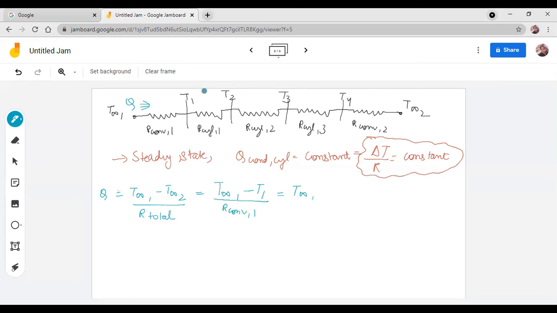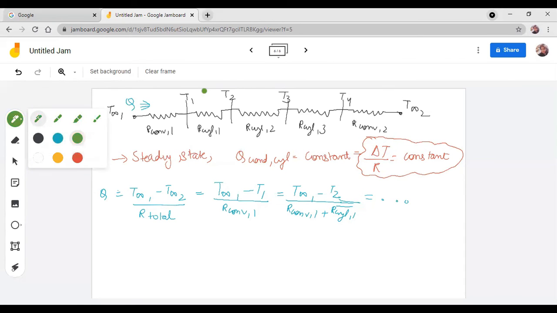This will be equivalent to (T infinity 1 minus T2) upon R convection 1 plus R cylinder 1. And this will go on so on for T infinity 1, T3; T infinity 1, T4; T infinity 1, T infinity 2. This we already know. Because this Q conduction is known, we will know these temperatures, we'll know this R total. We can easily find T1, T2, T3, these are intermediate temperatures. Hence, in short, we can talk about this expression.